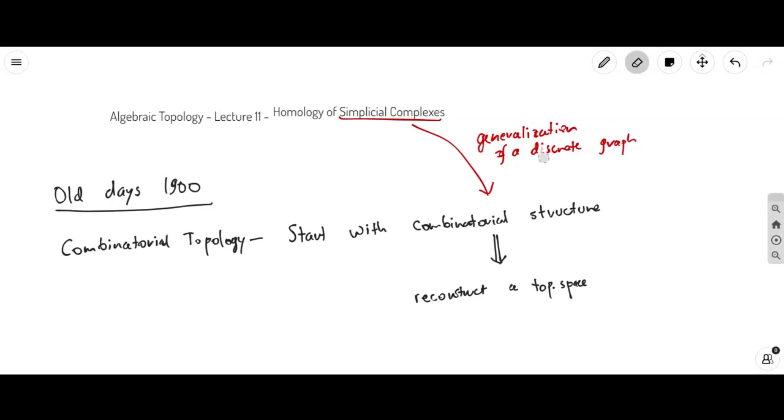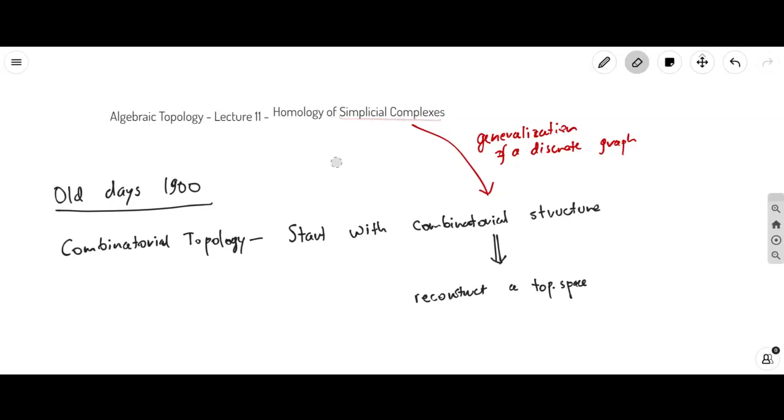So perhaps you recall that we talked about topological graphs and discrete graphs, and the distinction is that a topological graph is the topological space, and a discrete graph is a combinatorial representation of that topological space. And a simplicial complex is just a higher dimensional analog of that. It's the same idea.